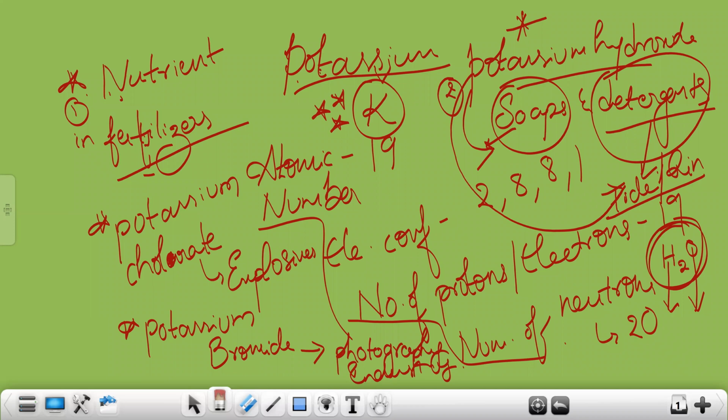Coming to the uses of potassium. Potassium is used as a major nutrient in fertilizers, and potassium hydroxide is used in making soaps and detergents. What is used in making soaps and detergents? Potassium hydroxide. And what is used in the preparation of explosives? Potassium chlorate. What is used in the photography industry? Potassium bromide.